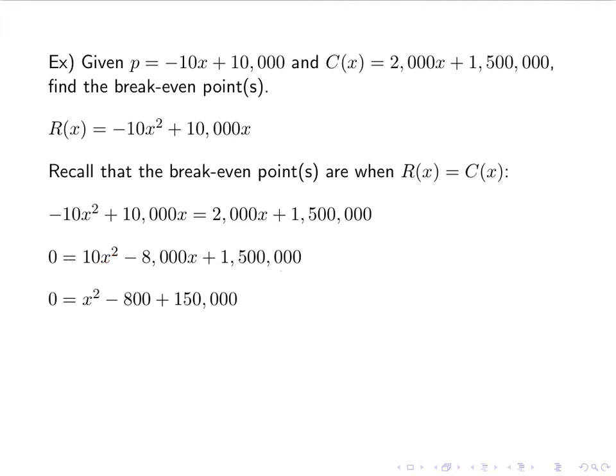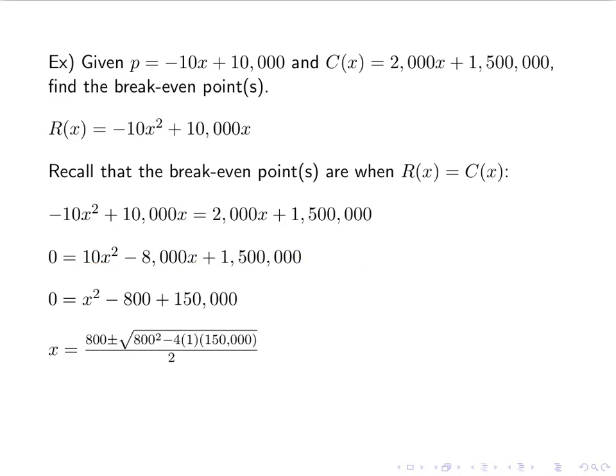The next thing that I did here is I divided everything by 10, and that's because that's my GCF. All of my a, b, and c are divisible by 10, and that's going to make plugging things into my calculator a little nicer. So if you can, divide everything by the GCF. Now instead of having a, b, and c be 10, negative 8,000, 1.5 million, they're much smaller in comparison: 1, negative 800, 150,000.